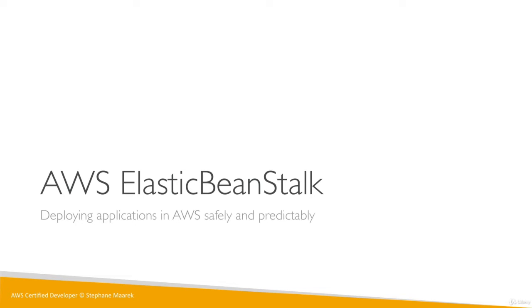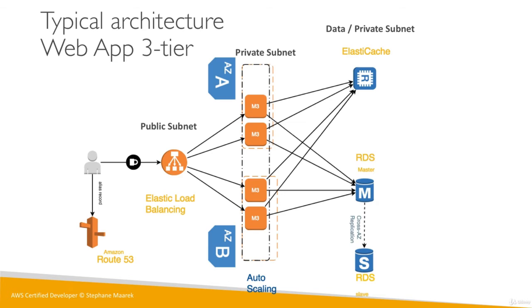Now we're getting into some more interesting and cool stuff such as AWS Elastic Beanstalk. It's all about how you deploy applications safely and predictably. So far, we've seen a web app with a 3-tier architecture, and there were a lot of components in there. There was elastic load balancing, auto-scaling, multi-AZ, a database with RDS, and a cache with ElastiCache, and all these things we had to create manually.